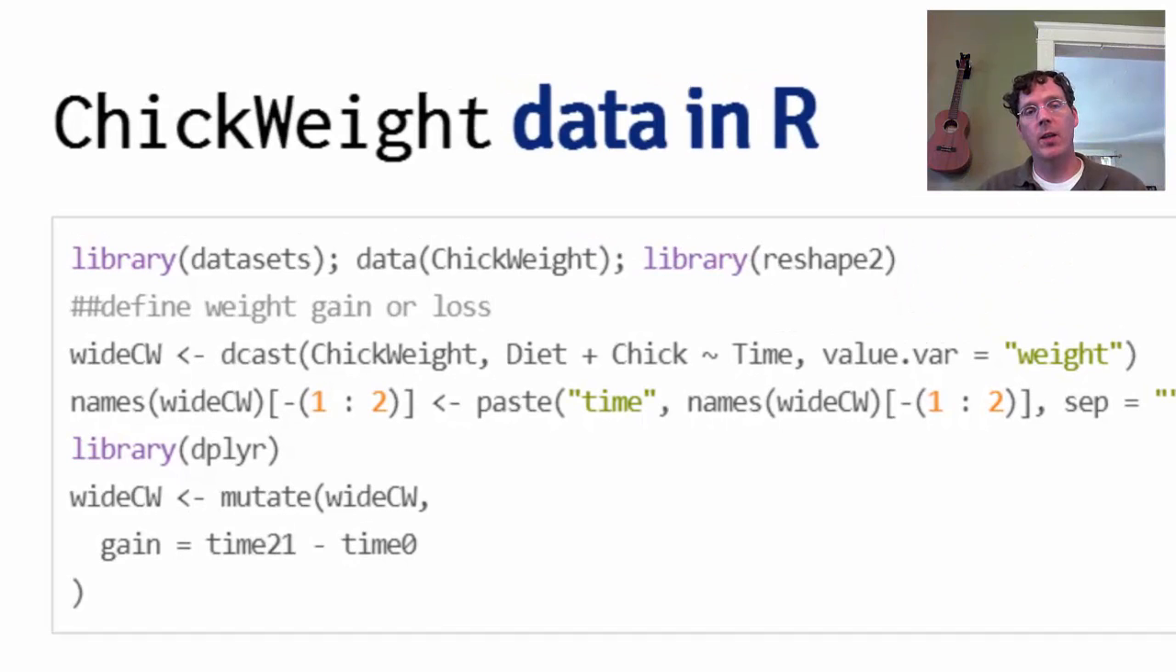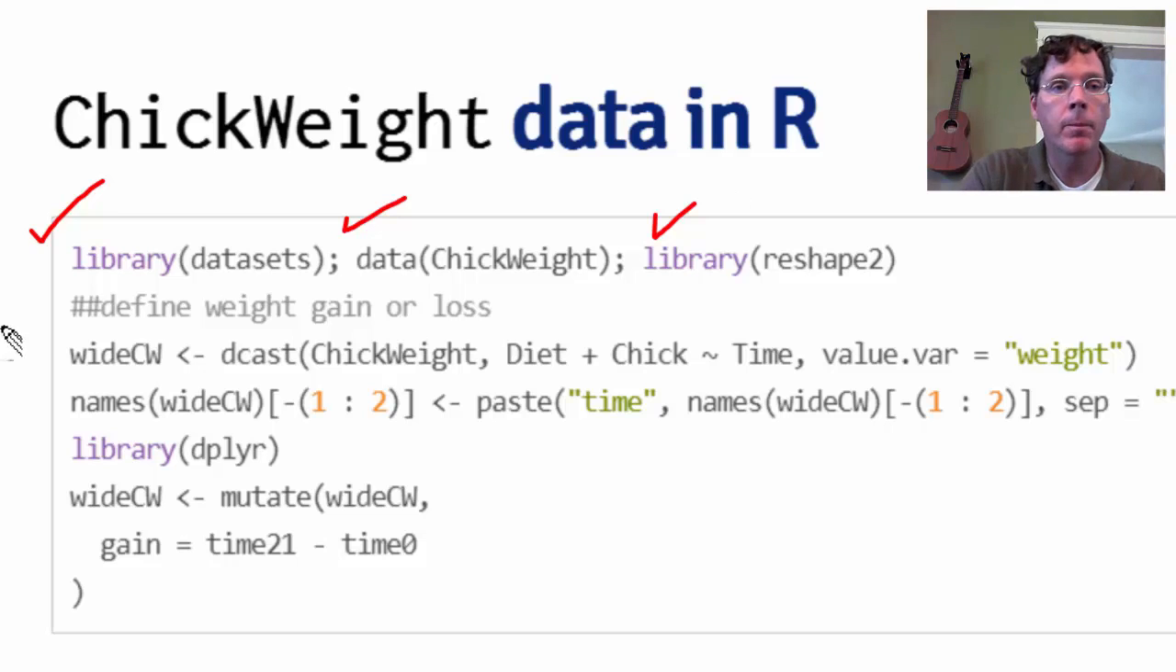The chick weight data in R contains weights of chicks from birth to a couple of weeks later. To get it, you can do library datasets, data ChickWeight, and then I need to work with the data, and I highly recommend the package reshape2. I'll go through a little bit about some of the reshape commands and what they're doing.